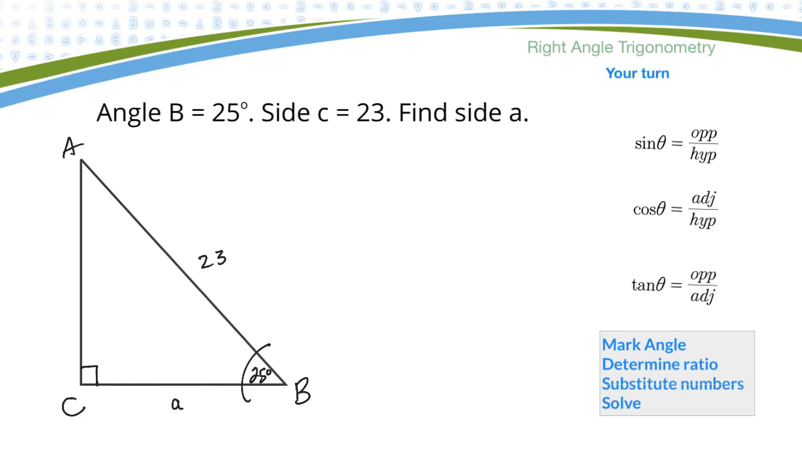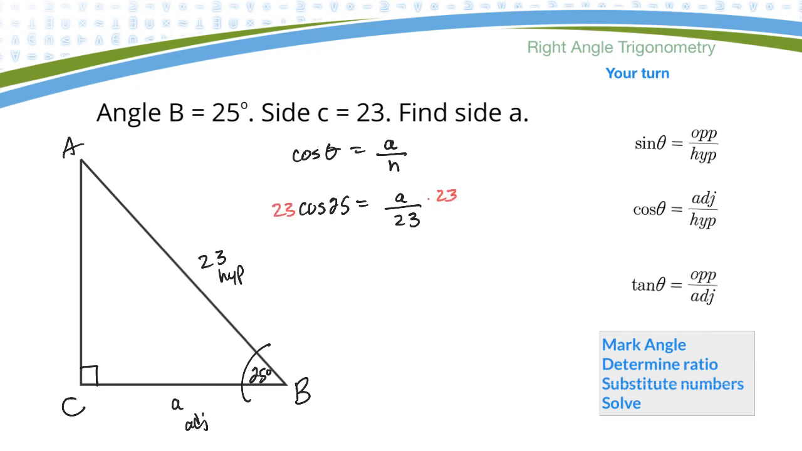Okay, which ratio do I use? This side here is the adjacent side. This side is the hypotenuse. Looks like I've got cos going again. So cos of an angle is adjacent over hypotenuse. So the cos of 25 degrees is equal to the adjacent side, which I don't know, over the hypotenuse, which is 23. So now I'll multiply both sides by 23.